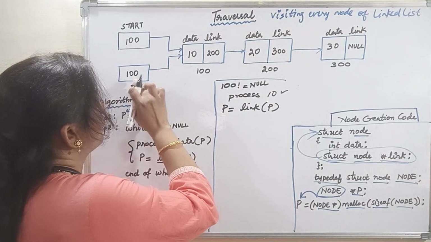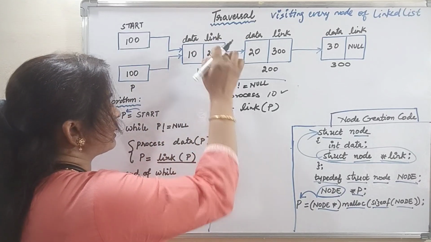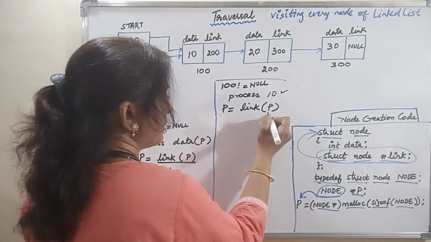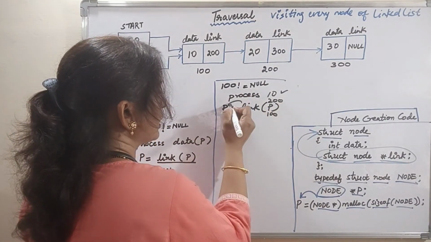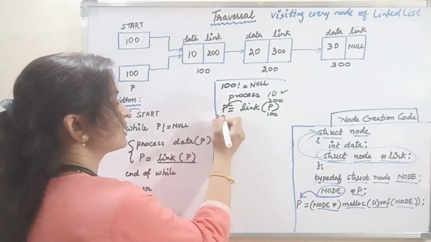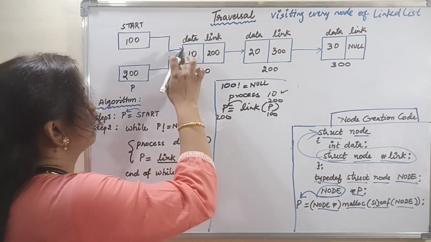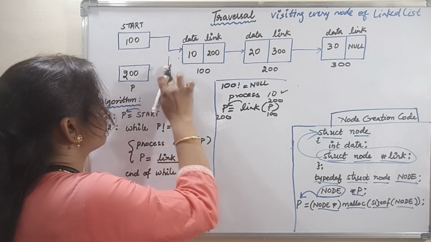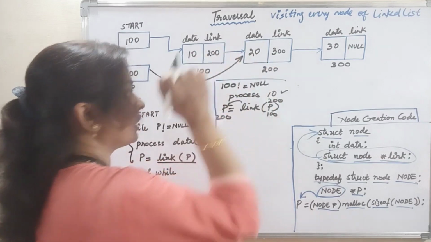Link part of P. P is pointing to 100. Link part of 100 is 200. That you store to P. So now P is 200. So what is the new value of P? It is 200. Now this P is not pointing to 100. It is pointing to 200.